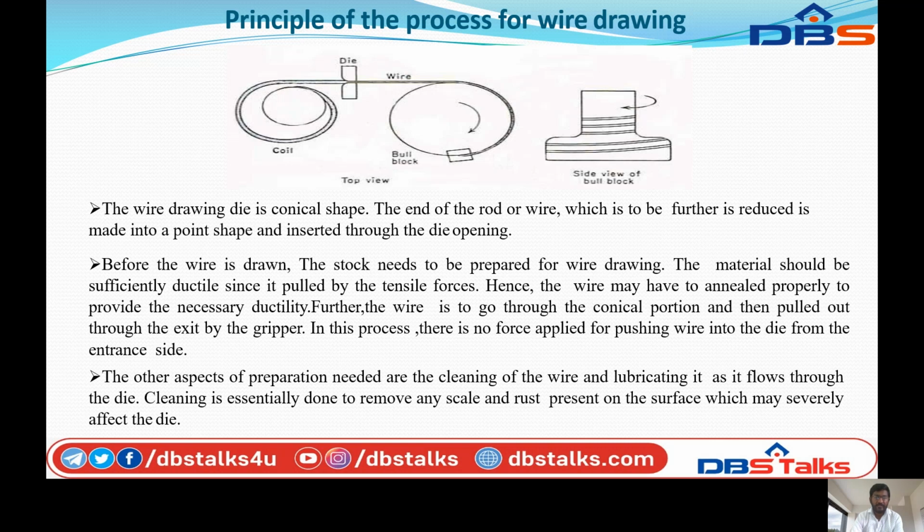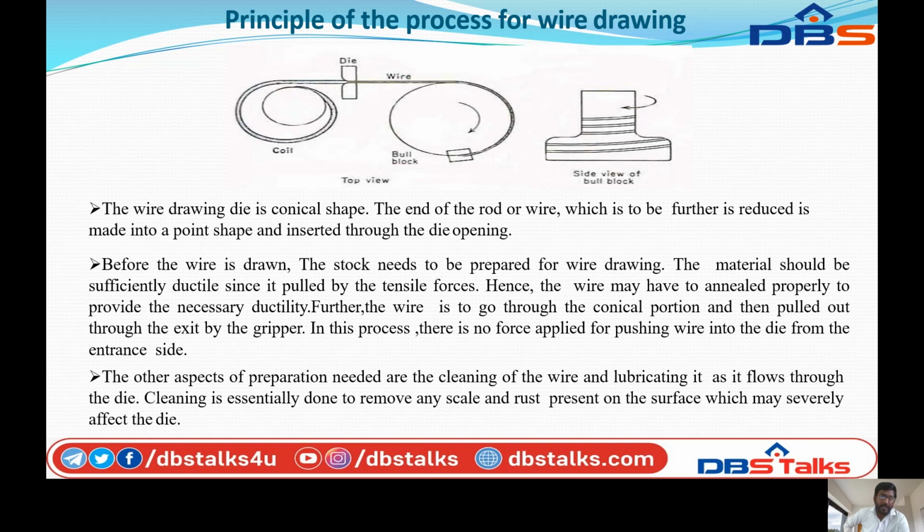So we can see the figure. This figure shows the top view and the side view of the bull block. In the top view we can see the cell and bull block. The cell will be passing through the die. The die has a small hole.